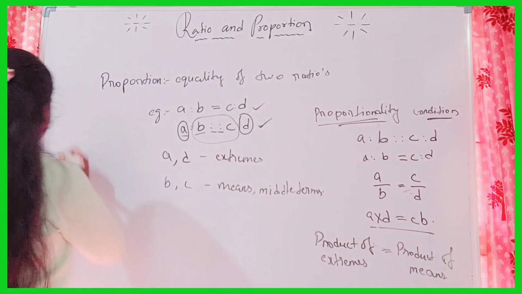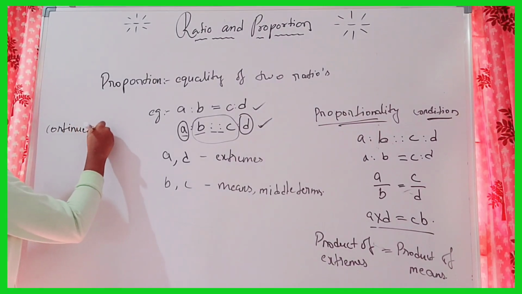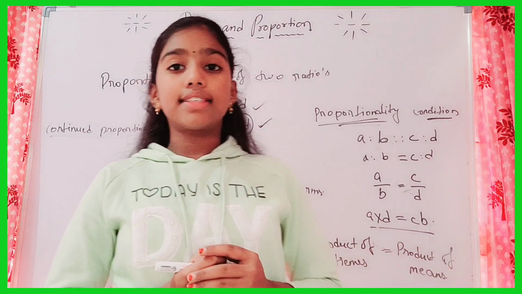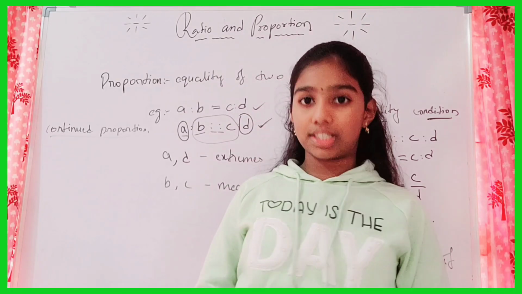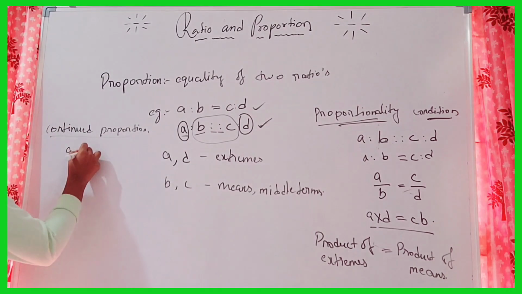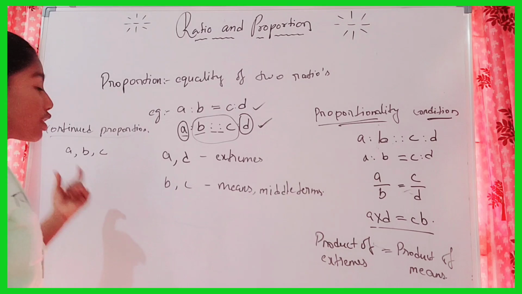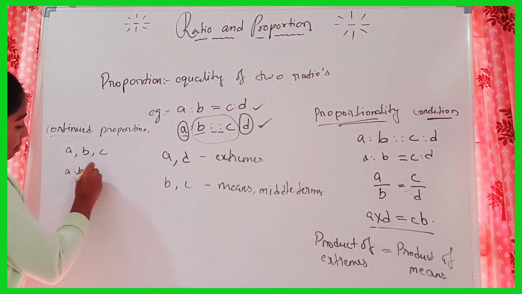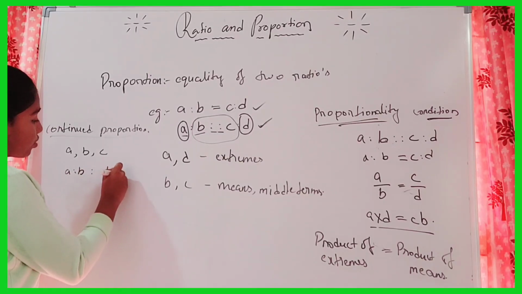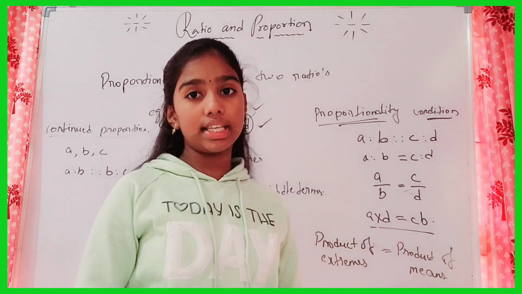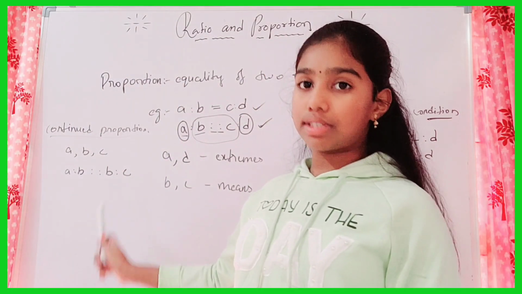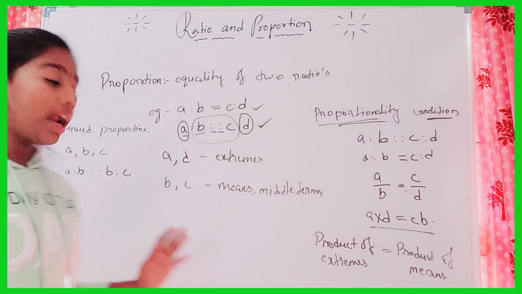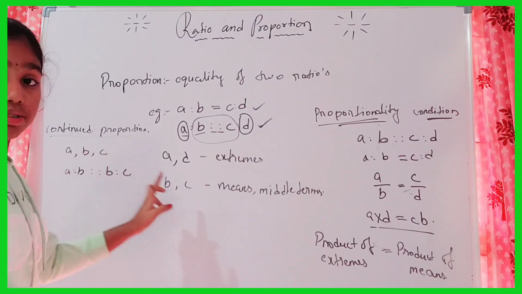So what is continued proportion? See, if A, B, C are any three terms, and they are written such that A is to B as B is to C, then the two B's are equal in those two ratios, and these two ratios are equal. That means A is equal to C.